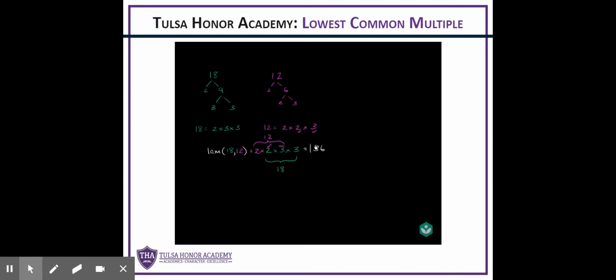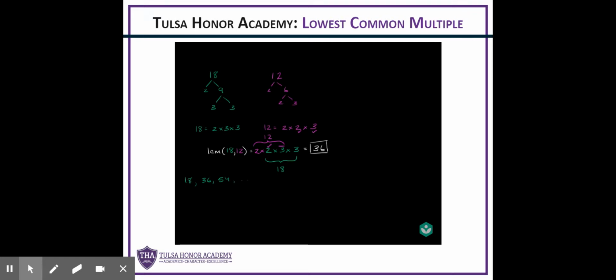Now, the other way you could have done it is what I would call the brute force method of just looking at the multiples of these numbers. You would say, well, let's see, the multiples of 18 are 18, 36, and I could keep going higher and higher, 54, and I could keep going.